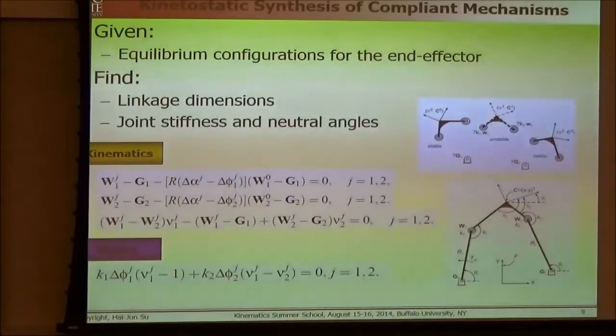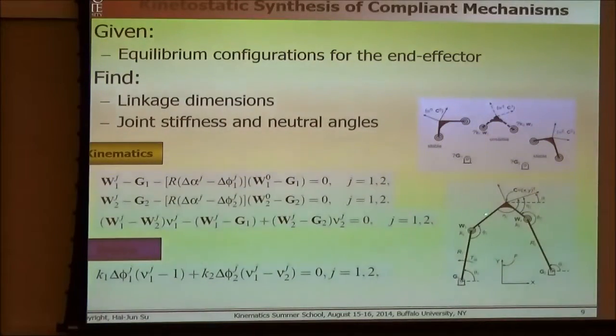You also have a synthesis problem for compliant mechanisms. Here is an example of the problem. You have a compliant mechanism with this joint, which can come from a pseudo-rigid body model of a compliant mechanism.